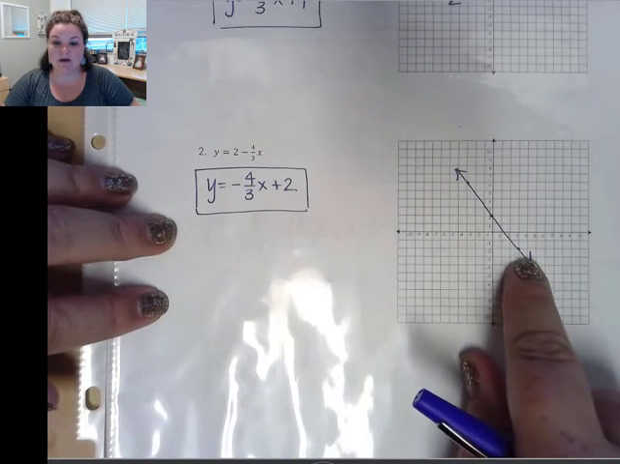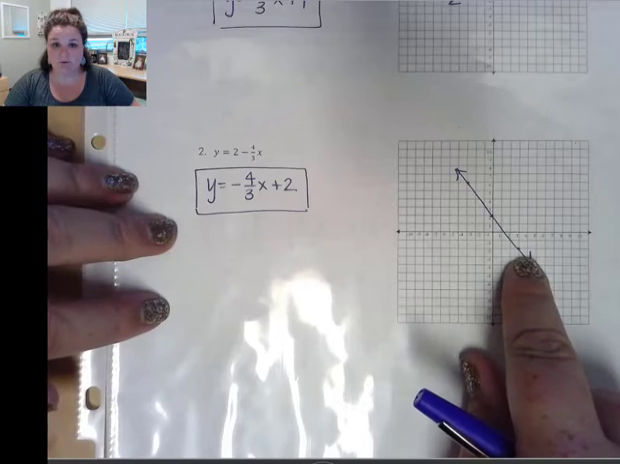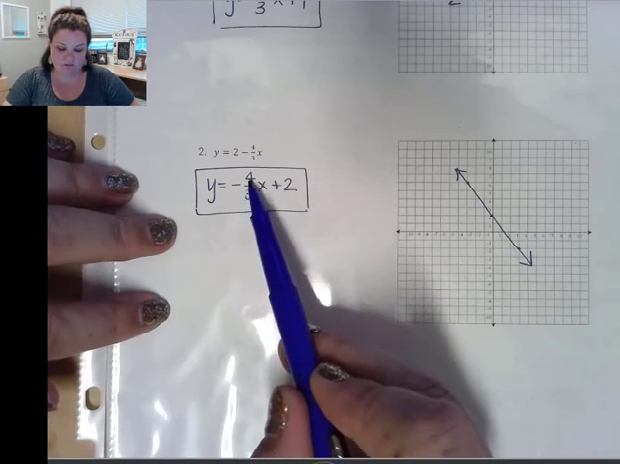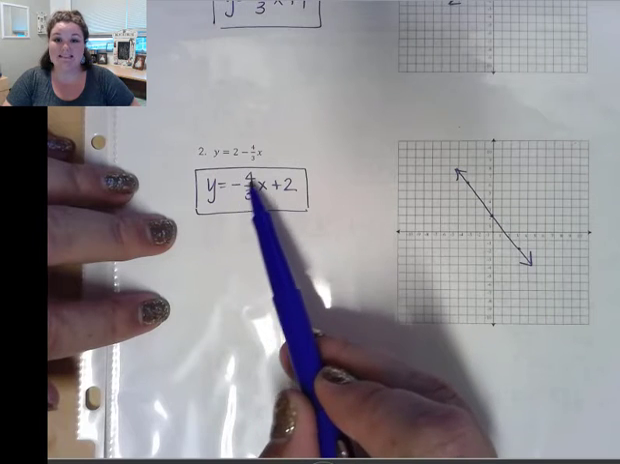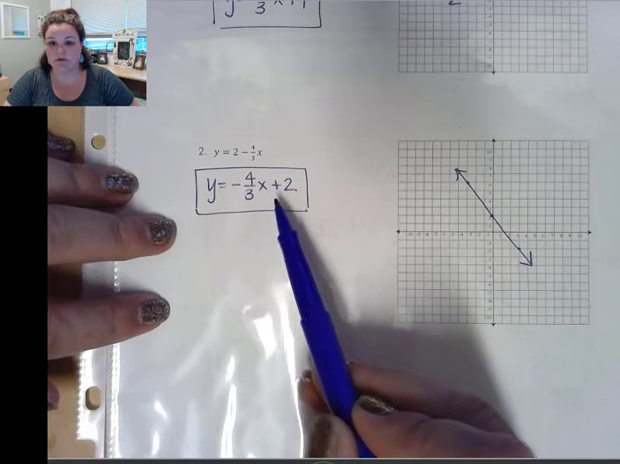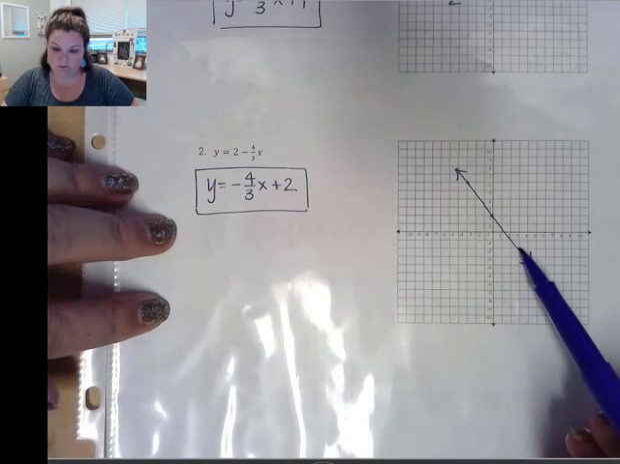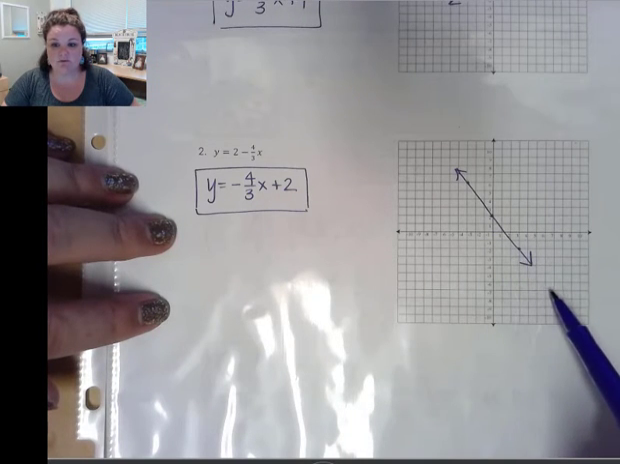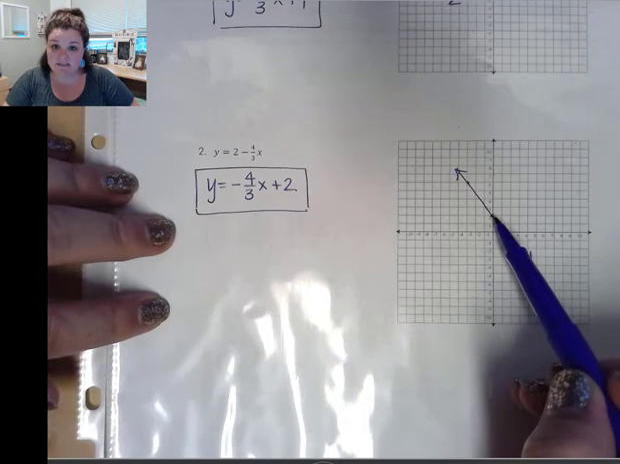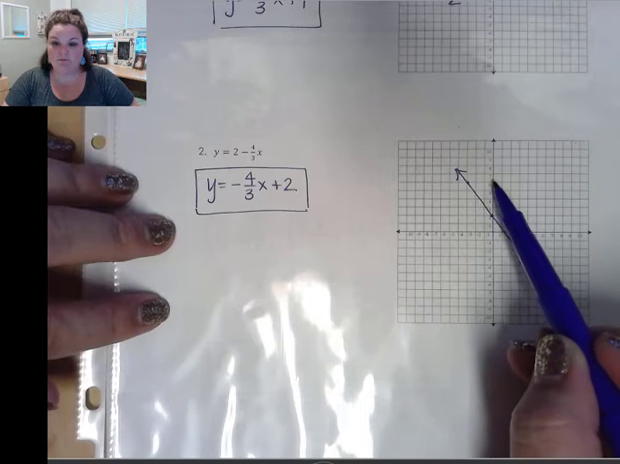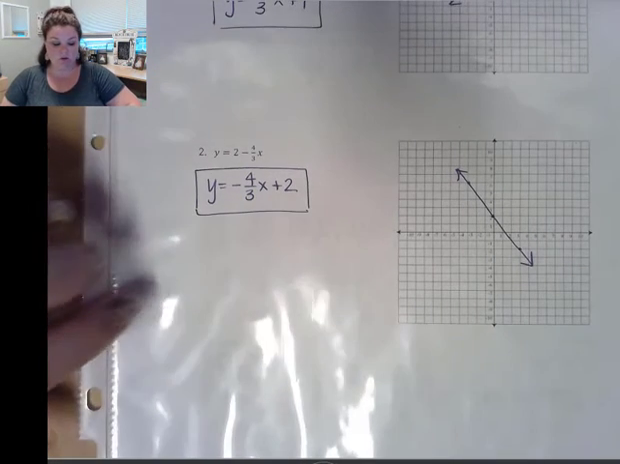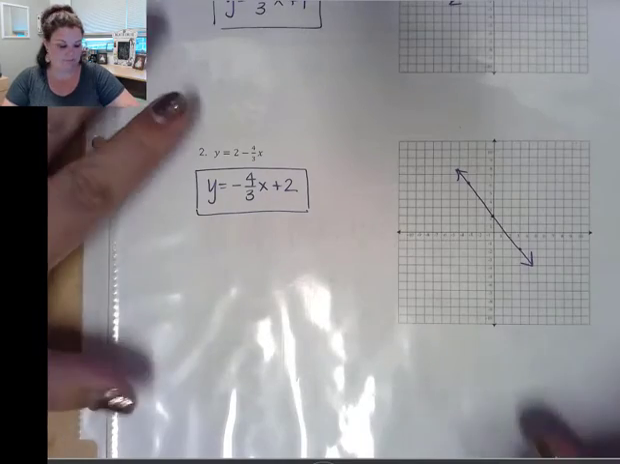And then from there, I can count my slope over to my next point. And since my slope is negative, I'm just going to stick that negative with the 4. That's going to tell me to go down 4. And then positive 3 tells me to go forwards 3. So down 4, forwards 3, you can keep going down 4, forwards 3, down 4, forwards 3. Or you can start at your y-intercept and go the opposite direction by going up 4, backwards 3. Okay? Hope we're all okay on that.